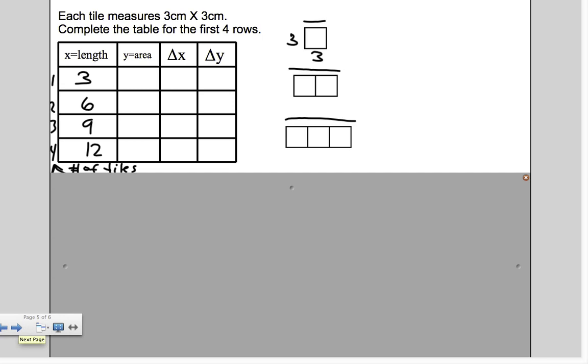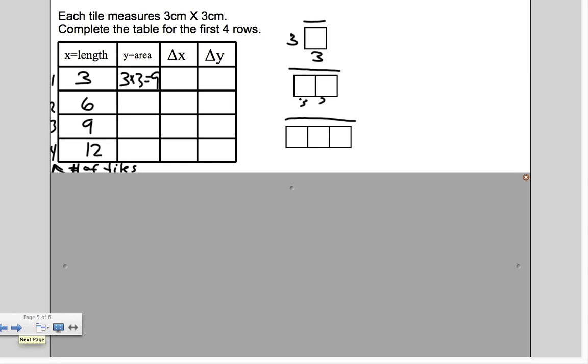So Sarah, if I have 2 tiles together, each was 3, then what's my total length? I just do basic taking these squares and put them side by side. So what's the area if there's only 1 tile? What's the area? 3 times the length. Okay, so 3 times 3 gives me 9.